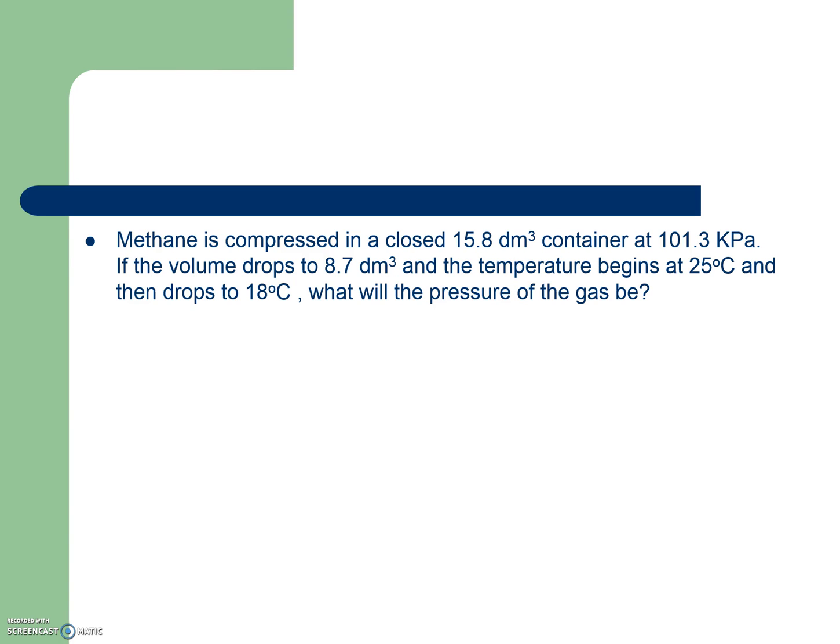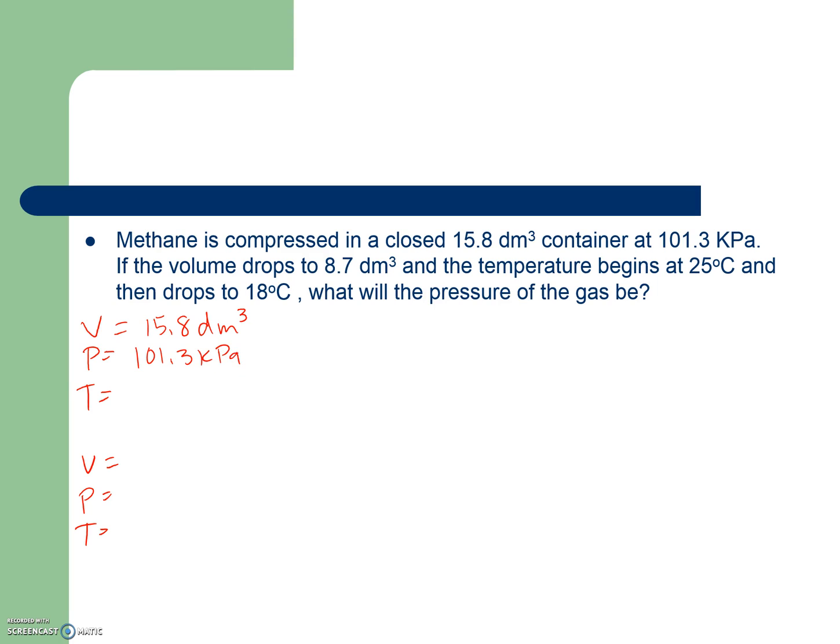Methane is compressed in a closed 15.8 decimeter cubed container at 101.3 kilopascals. If the volume drops to 8.7 and the temperature begins at 25 and drops to 18, what will the pressure of the gas be? So again, lots of numbers, lots of variables. Let's do V, P, T. I'm going to make two sets of conditions. My volume is 15.8 decimeters cubed, which is a liter. Pressure is 101.3 kilopascals.